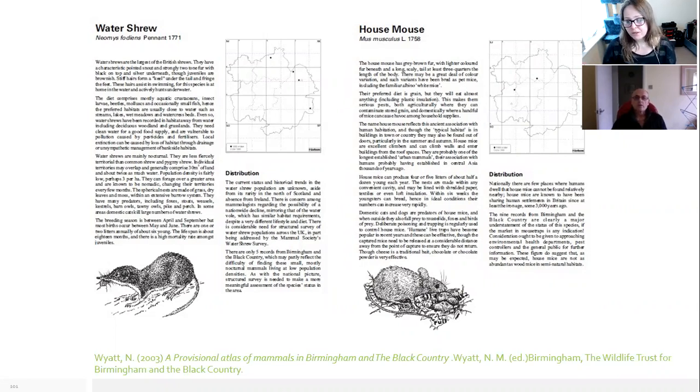Becky has just put, it's often said that an atlas is a map of recorder effort, and it really, really is. There's no way there are twice as many water shrews as house mice. What it is that when people see a water shrew, they will record it. If people see a house mouse, they don't record it. So that's an example of one type of bias.